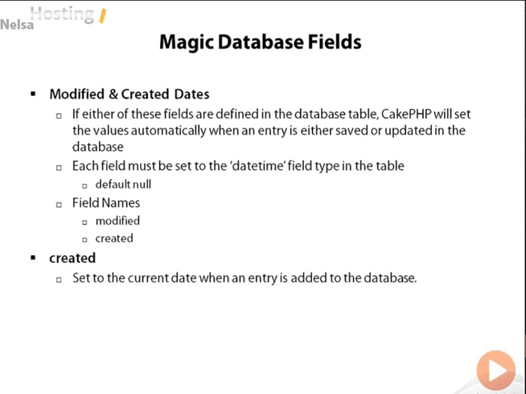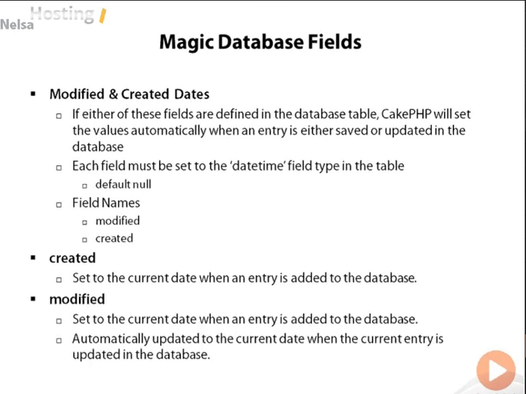If the created field is present in the database table, this will be set to the current date when the entry is added to the database. If the modified field is present in the database table, this will be set to the current date when the entry is added to the database. The modified field will automatically be updated to the current date when the current entry is updated in the database. Let's see this in action.